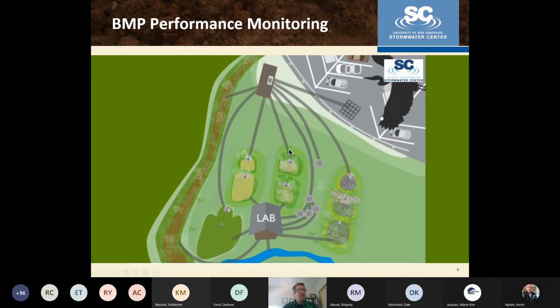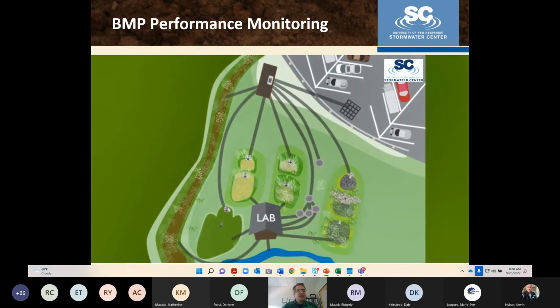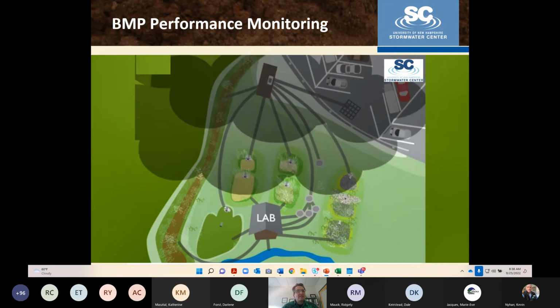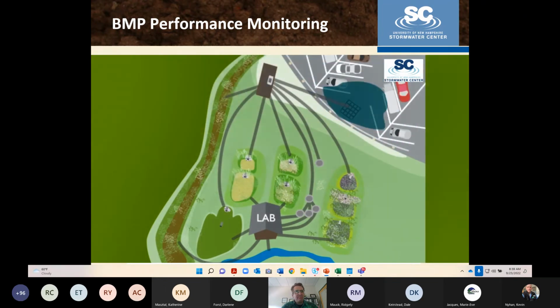And hopefully these animations will play. Yep. So we did spend some time just developing fun animations just about how our facility works. So it goes into a distribution box where it's split between various treatment facilities. And, over the years, we've swapped them out for different types of devices.